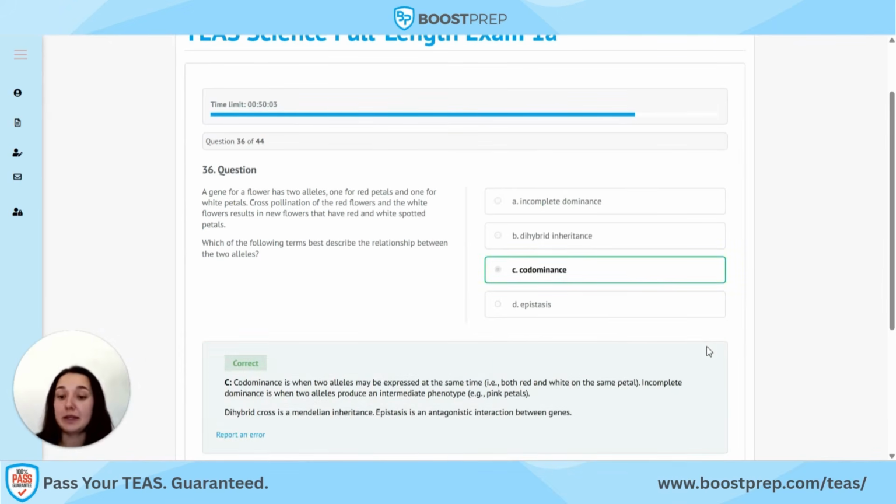The answer is C, codominance. Codominance is when two alleles may be expressed at the same time, both red and white on the same petal. Incomplete dominance is when two alleles produce an intermediate phenotype, such as pink petals. Dihybrid is a Mendelian inheritance. Epistasis is an antagonistic interaction between genes.